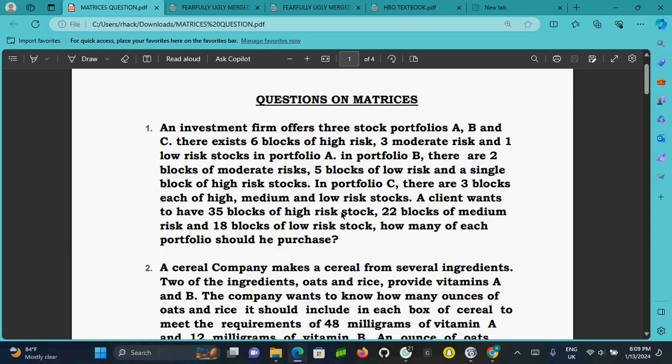Portfolio ABC. No, that's not the decision variable. The decision variable here is the blocks. We have high risk, moderate risk, and then low risk. Those are the decisions because the client wants to have 35 blocks of high risk. So the decision that they want to take is on the risk. So that is the decision variables here.